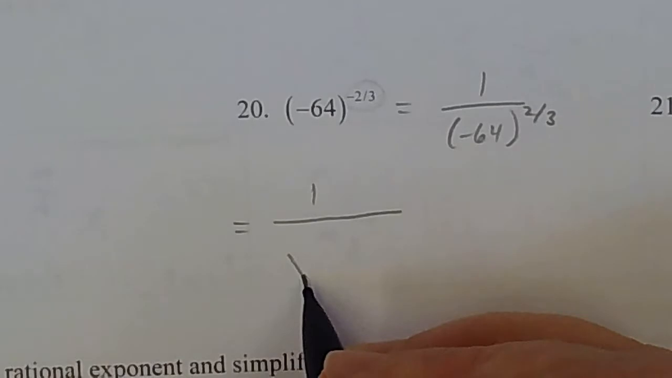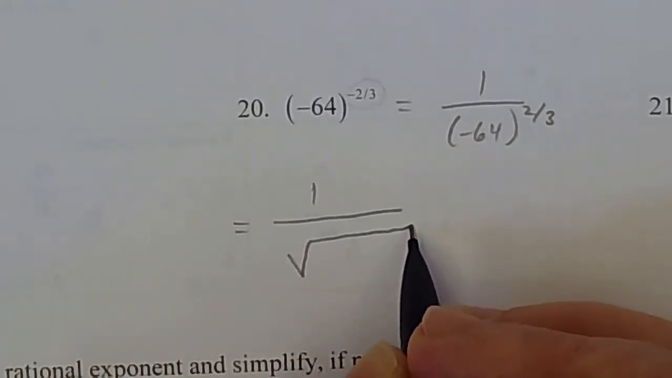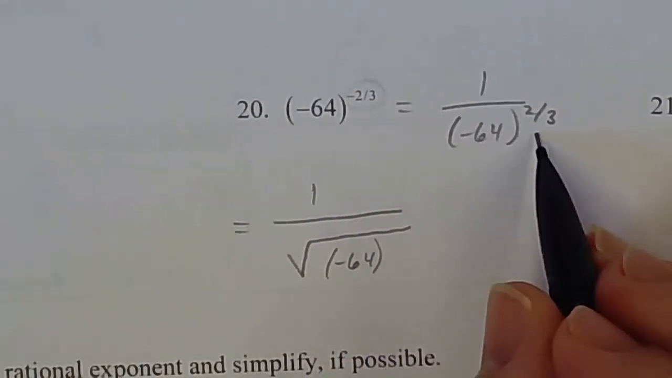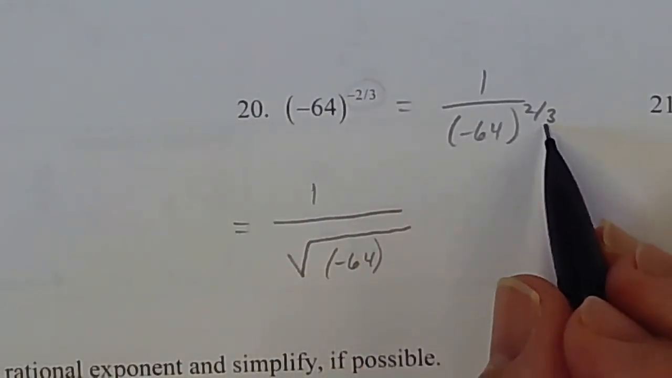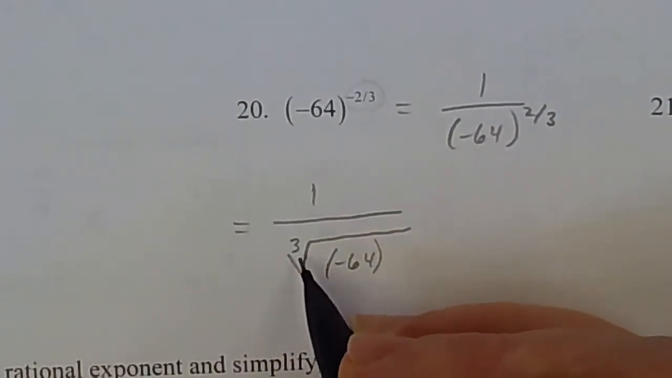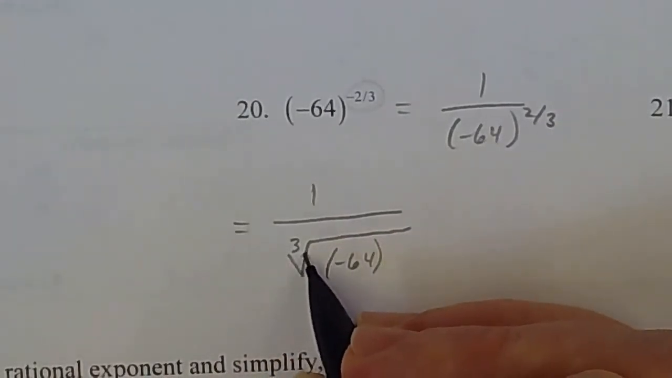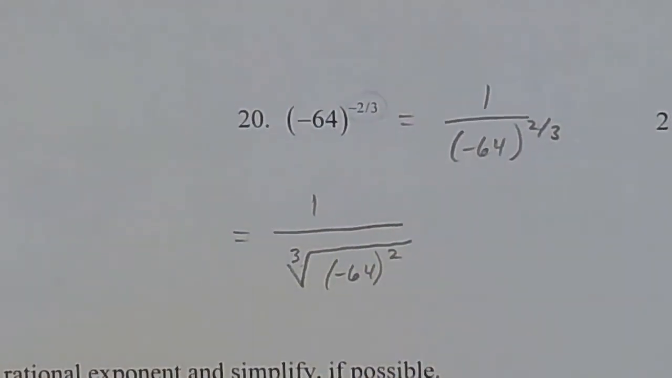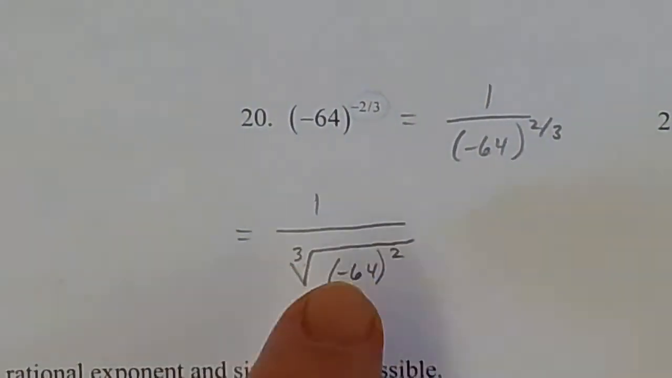Okay, now I'm going to go ahead and convert it to a radical form. So we've got a radical. We're going to put negative 64 in here. Now I just got to figure out what to do with the 2/3. 3 is the index or root. 2 stays the exponent. All right, so there it is as a radical.